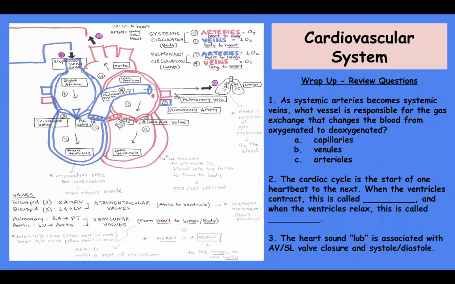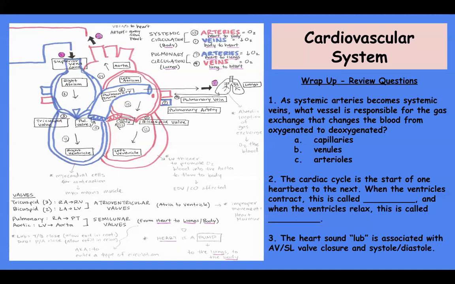This image on the left, I like it because it encompasses everything. It talks a little bit about systemic circulation, the pathway of blood through the heart, and gives a little bit of information on the valves that are located and functioning in the heart. So that's why I provided it here for you all to take a look at. So let's do 3 review questions before we talk about the digestive system.